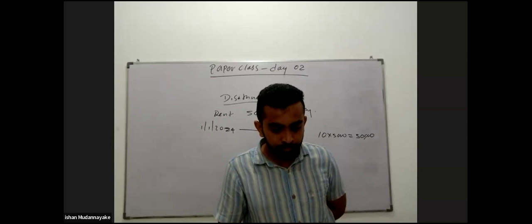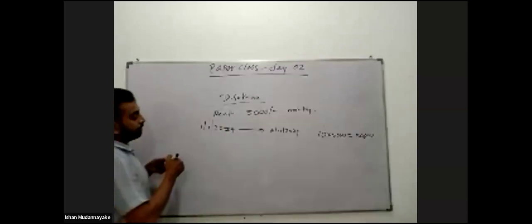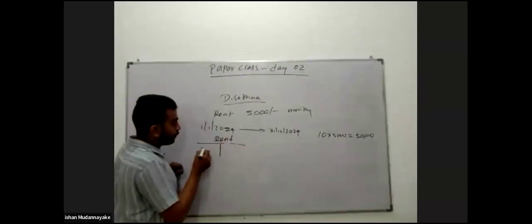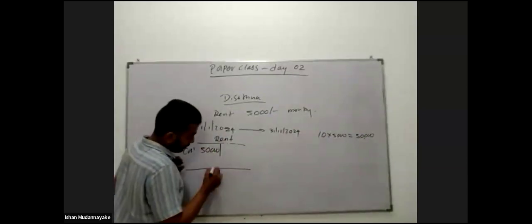Cash book debit. Yes, good. Rent expense account debit. Rent account debit 50,000. And then cash book credit.